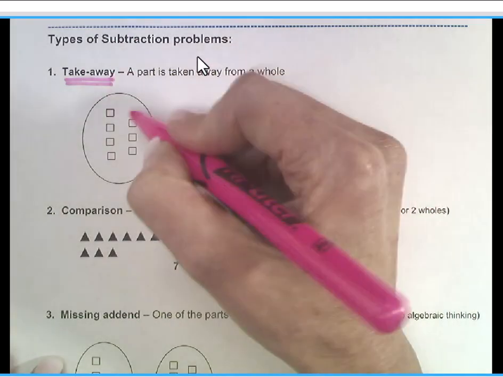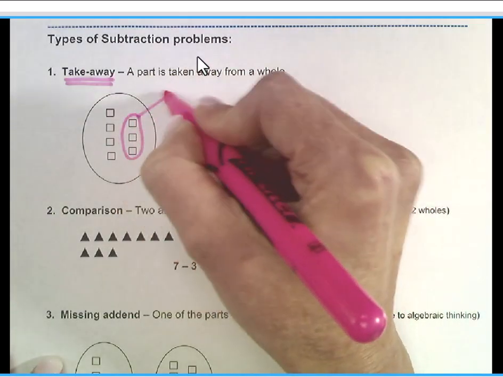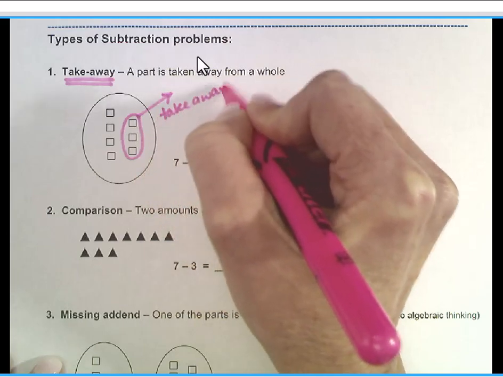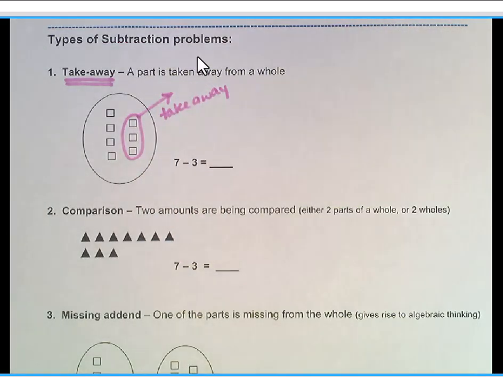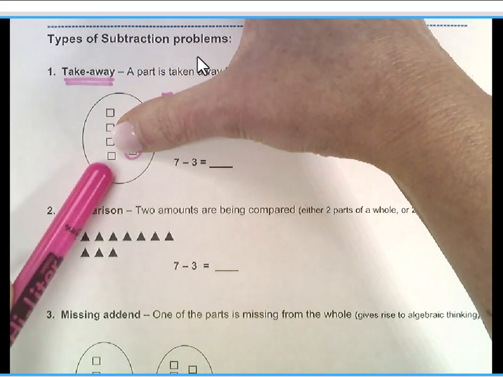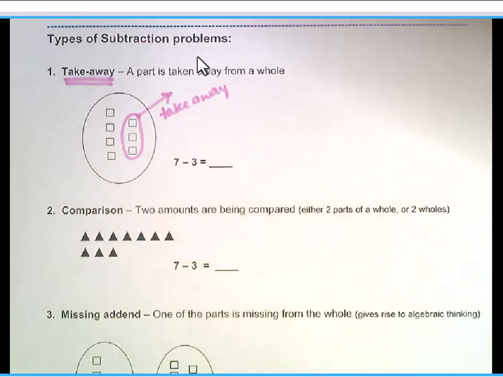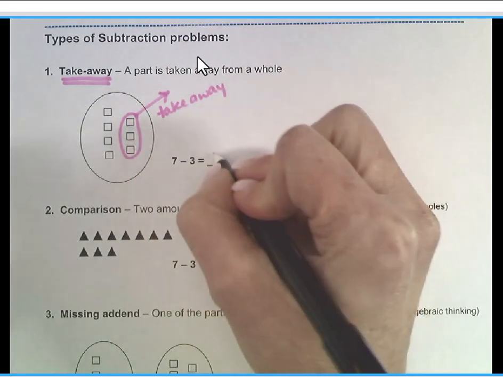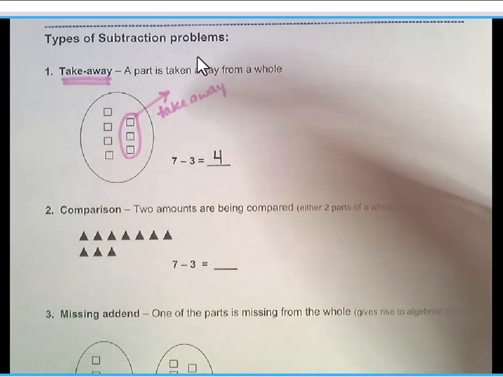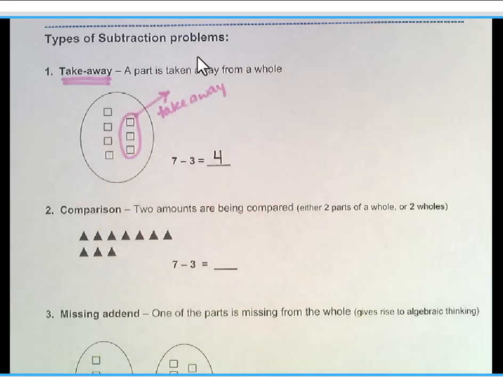The way that you show it is you literally just circle it and draw an arrow that indicates that you're taking those away. If you take them away, then what you're left with is just 4. So your answer is how many little blocks you would have left behind. You just have to draw a little circle with an arrow indicating you're taking them away. That's how you model takeaway.